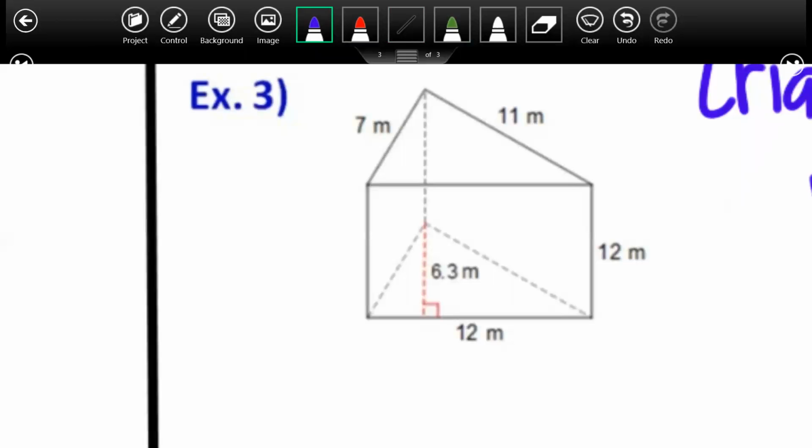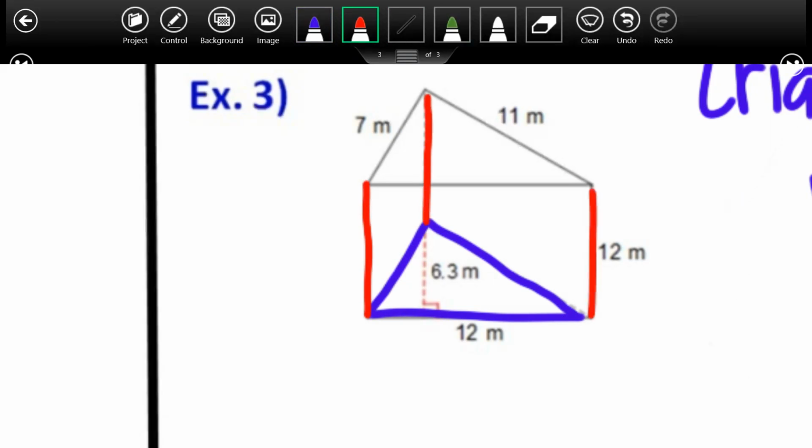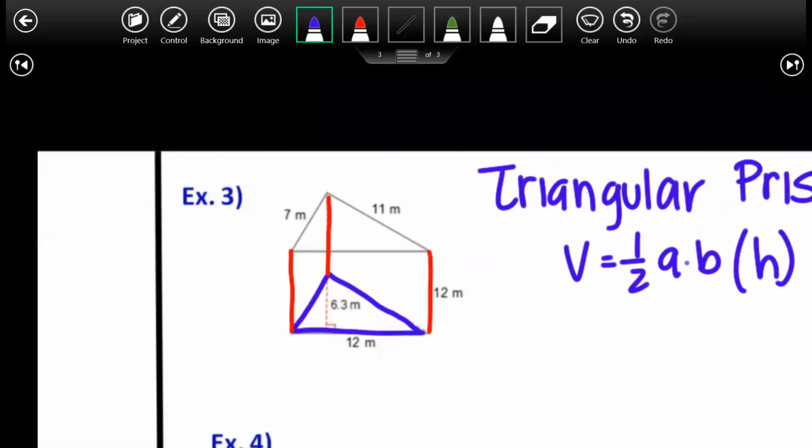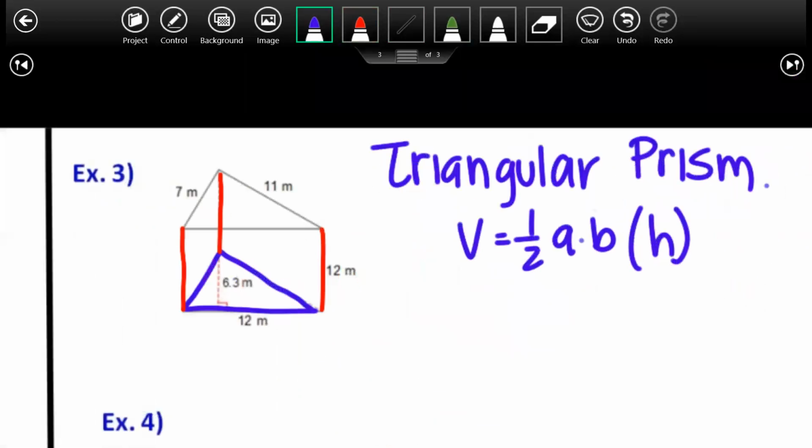The figure down below here would represent the base of my triangle. We're going to find the area of the triangle times the height, and our height happens to be the length of 12. So when we plug this in, we're going to get our volume. I can write it out. Volume will be equal to 1/2.